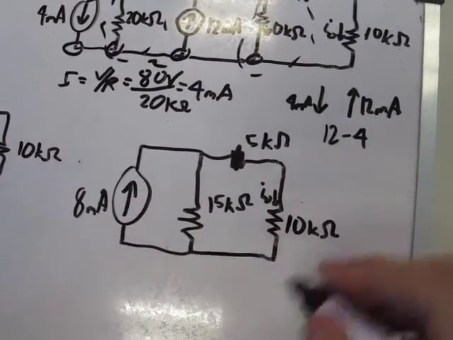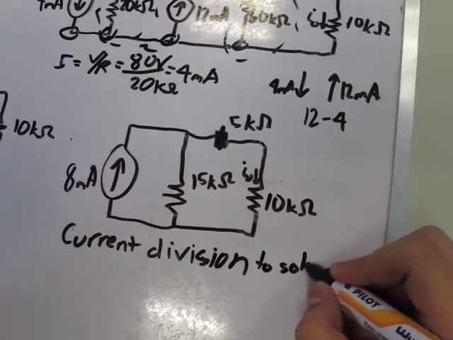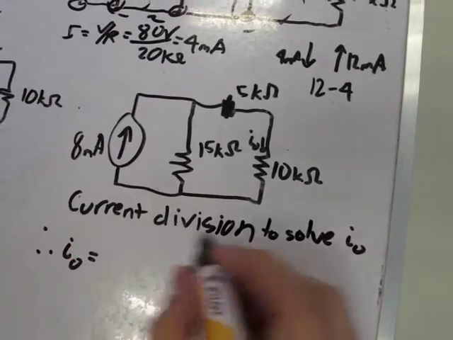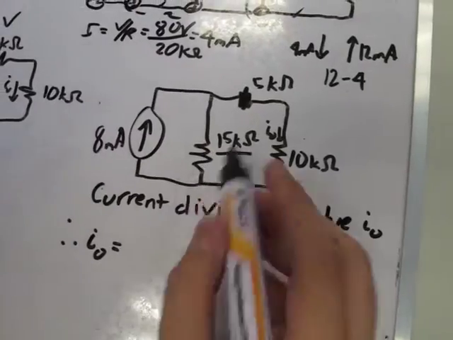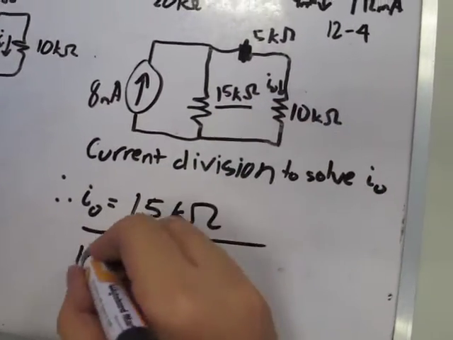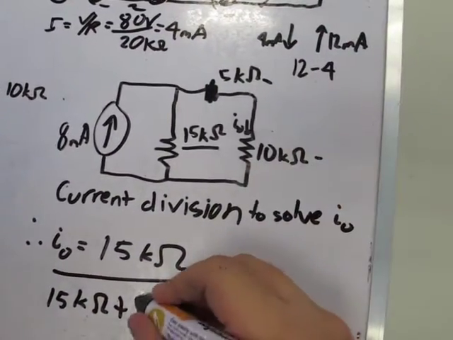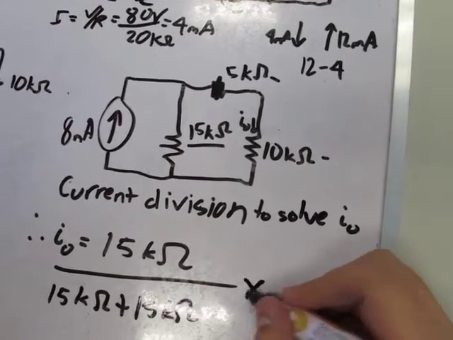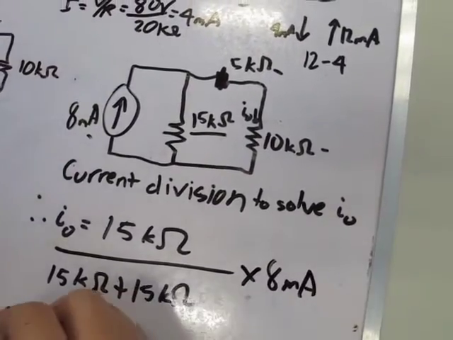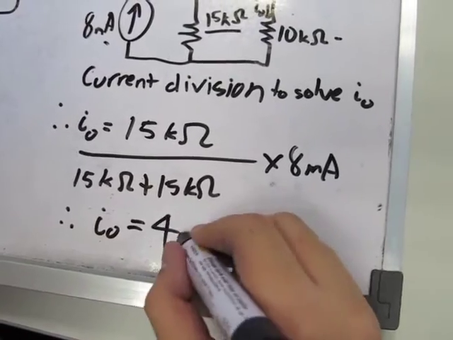We can now simply use current division to solve IO. Therefore, IO equals the resistance 15 kilo ohms over the resistance 15 kilo ohms plus this resistance, another 15 kilo ohms, times our current source 8 milliamperes. Therefore, IO is 4 milliamperes.